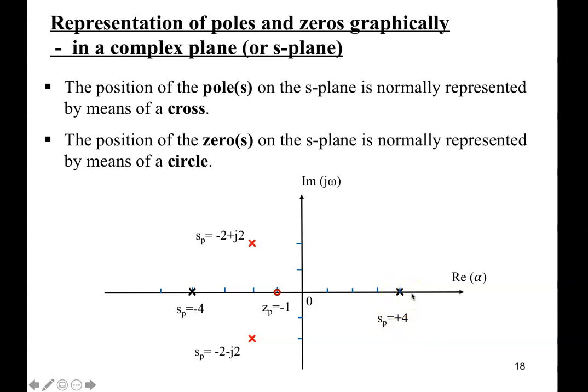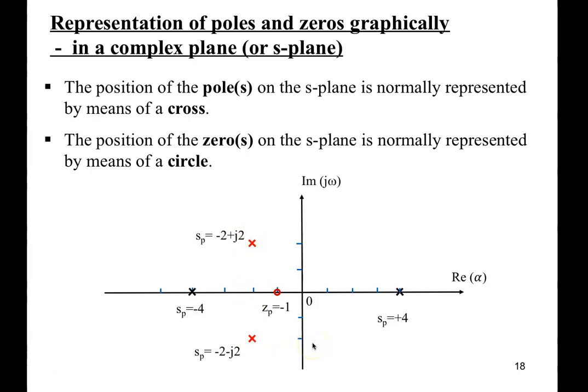But sometimes you get complex zeros or complex poles. For example, here I have one complex pole at minus 2 plus j2. That's minus 2, so it's on the negative half of the real axis, but a positive imaginary number, so it's j2. And I also have a minus 2 minus j2, so the real part is the same as the first pole. The imaginary part is minus j2 instead of plus j2.